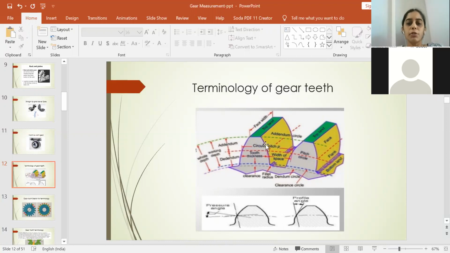And after this, you should know what you mean by the face width. So face width will provide you the width of the tooth at the top. The top end of the tooth will always help in measuring the face width. So the radial distance covered by the addendum will be called the addendum circle. And similarly, the radial distance from the pitch circle to the base circle, which has been covered during the rotation, will be called the dedendum circle.